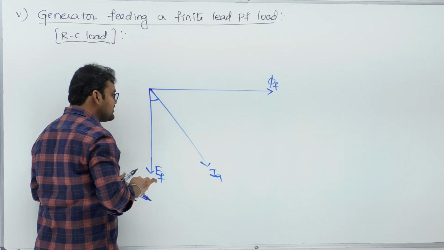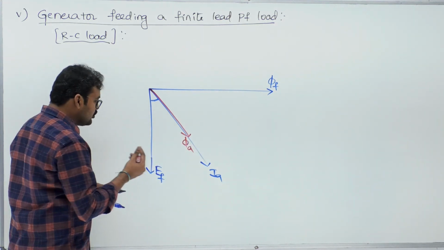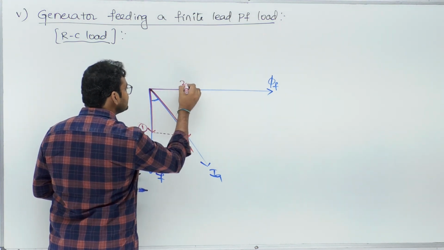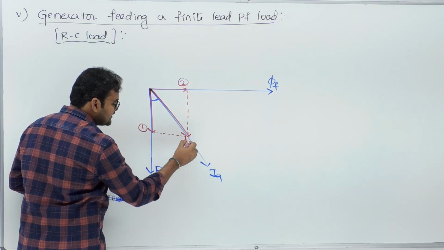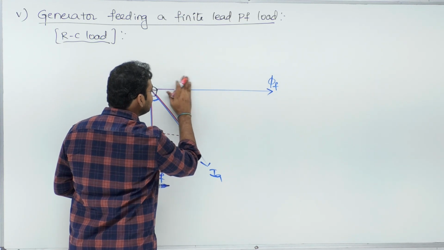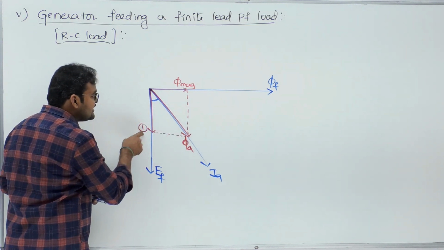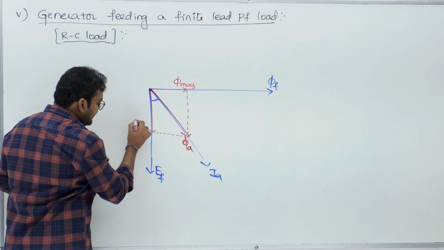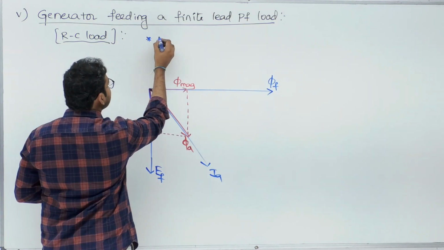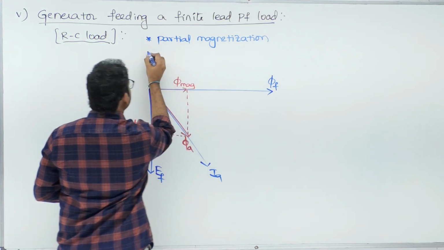Now, if this is the phasor for armature current, then I can draw armature flux also in the same phase. Now, I can resolve this armature flux into two components once again. This is one component of armature flux, and this is the second component of armature flux. If I add this 1 and 2, I will get the resultant armature flux like this. Now you tell me, this second component is in the direction of main field or opposite direction of main field? In the direction of main field, this is a magnetizing component of armature flux because it is aiding the main field. Similarly, this first component is perpendicular to main field. Therefore, this is cross magnetizing component of armature flux. Therefore, when the load is a finite leading power factor type, what is the nature of armature reaction? Partial magnetization, yes or no? Partial magnetization and partial cross magnetization.